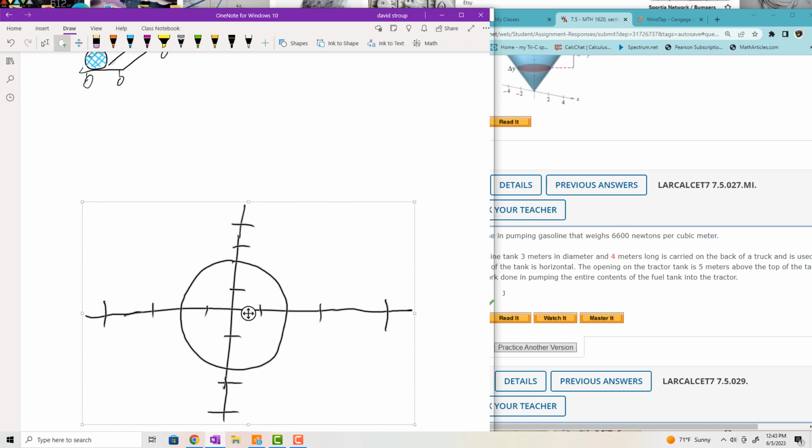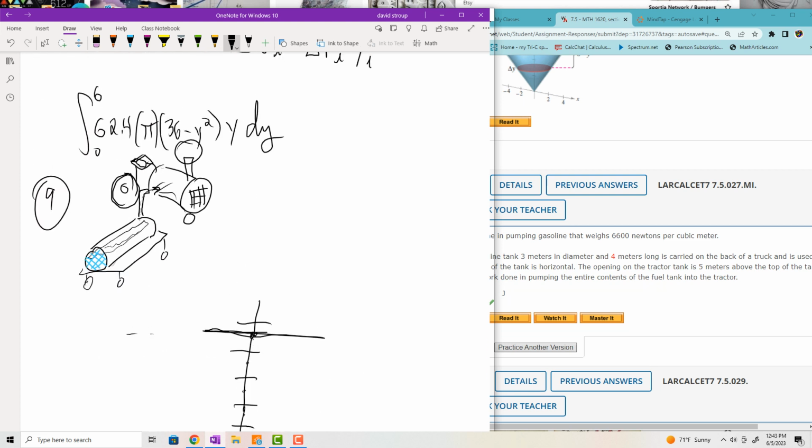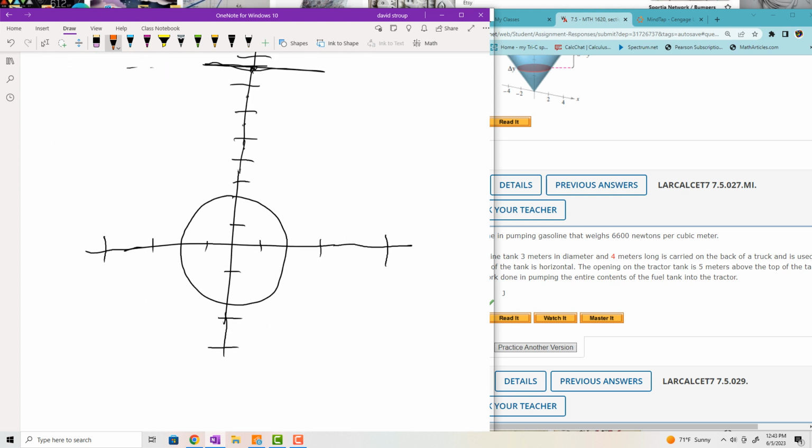Okay. So on top of this, I need to travel 5 additional meters. So 1, 2, 3, 4. To this position is kind of the top of the pipe. So that's right here at this location, where you're pumping the fluid into the tractor.